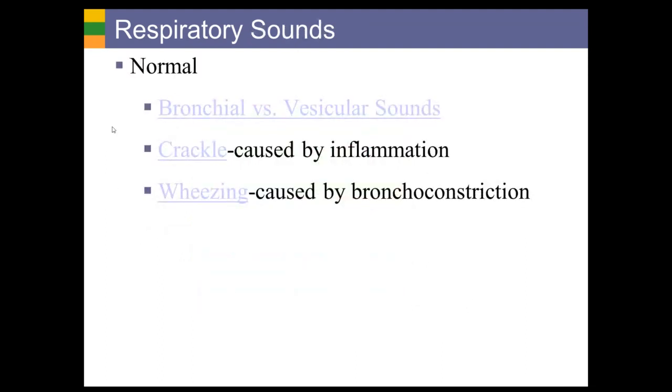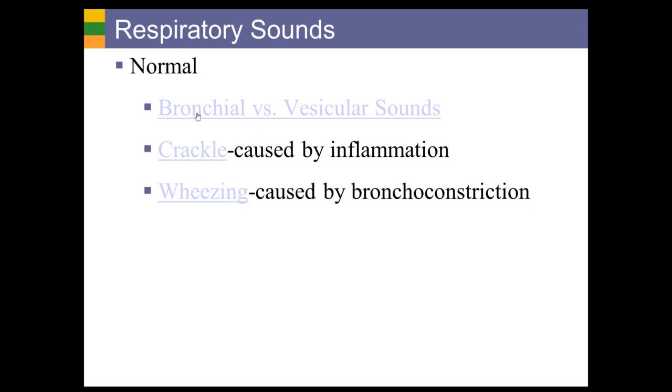So I want to talk about respiratory sounds, or the sounds that are made as air enters and exits the respiratory system. I usually would play some of these in class, but they don't work as well online. So if you're interested, I would just have you do those on your own. But we've got two different sounds. We've got what's called bronchial sounds and vesicular sounds.